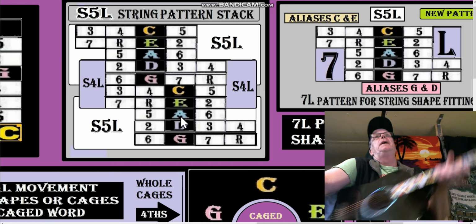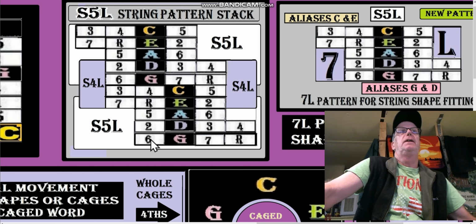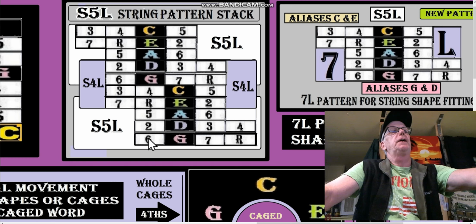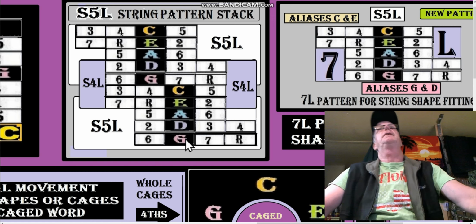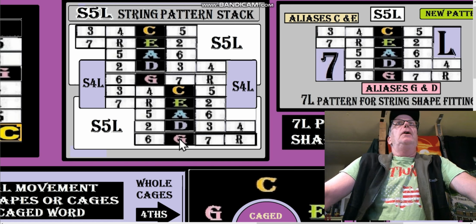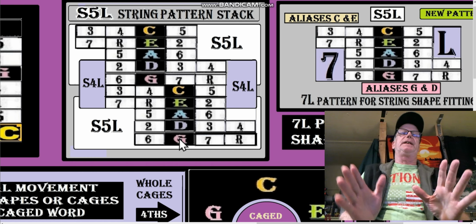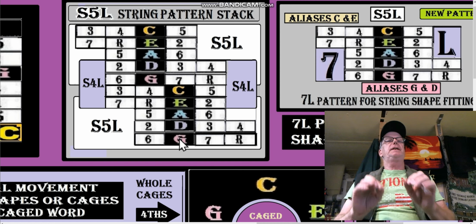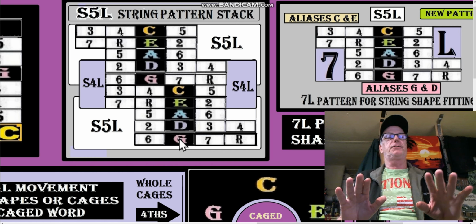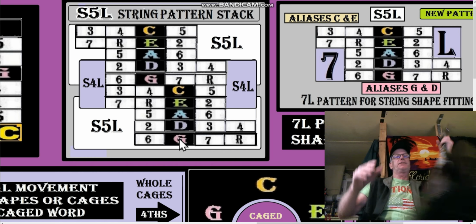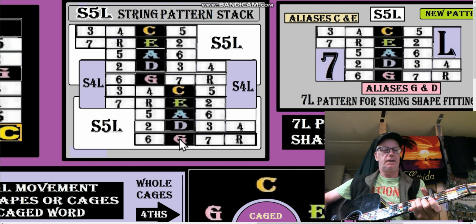Alright. This could be the 6th. If we've got E as the 6th right here, what key would that be? That would be the key of G, and there's your G right there. So it could be in any key. So let's just pick a key. I'm going to do a key that's within the cage 5, and then we'll do a key that's completely out of the cage 5. You know what the cage 5 is, right? C, A, G, E, D.